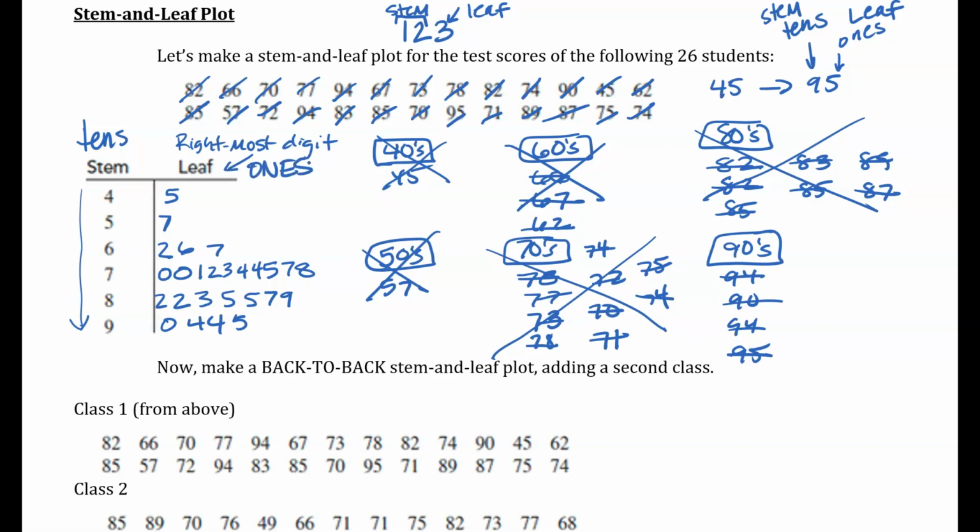It is possible to use this for decimals. So for instance, if you had numbers like 32.5, the 0.5 would be your leaf, and then this part would be your stem. So the leaf is not always the ones place. It's whatever place value is the farthest to the right.